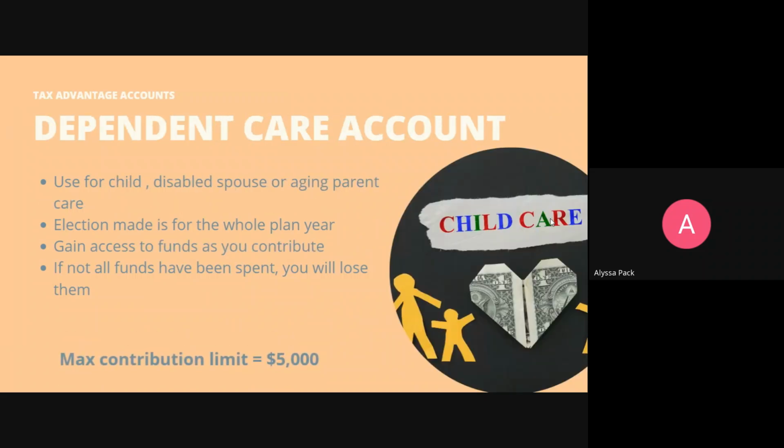We also have access to a dependent care account. You can use these funds for child, disabled spouse, or aging parent care while you're at work. This is an election that you make for the entire year and you're not able to change it. And you do gain access to funds as you contribute. So not quite like the flexible spending account. If you put in $500 each month, you'll get it as you contribute. This is a use it or lose it account as well. So ensure you use all of your funds by the end of the year to make sure you utilize what you've contributed.